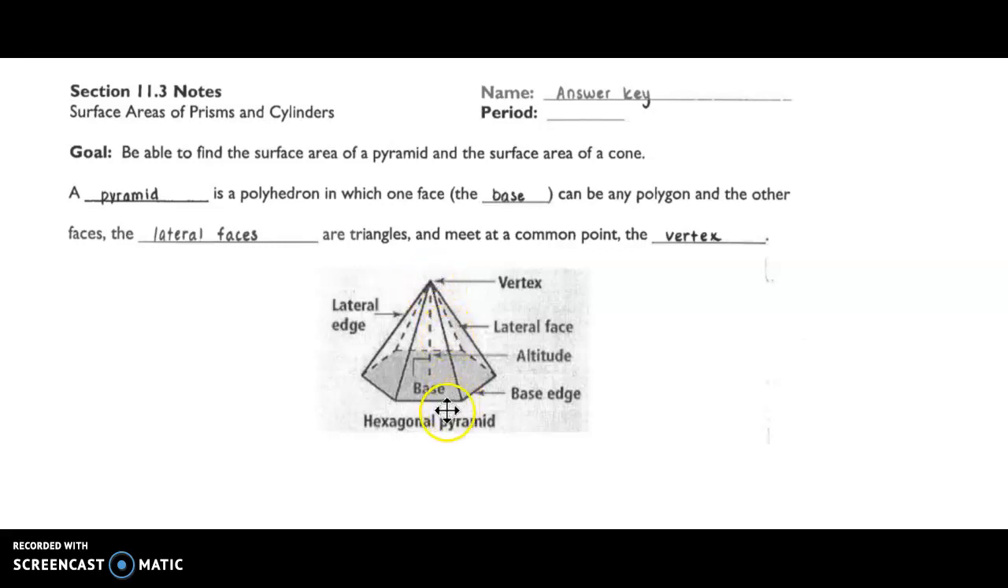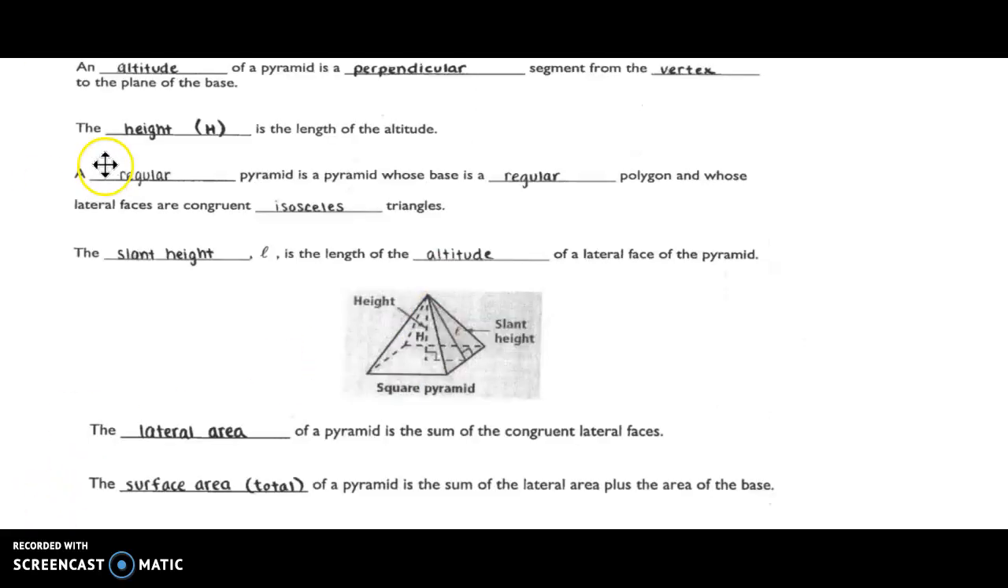Okay. The altitude is the height from that vertex to the middle of the floor, if you will. Hopefully you can discern and see what the altitude is here. Again, altitude is perpendicular. Okay. The height is the length of the altitude. The slant height. Okay, this is key.